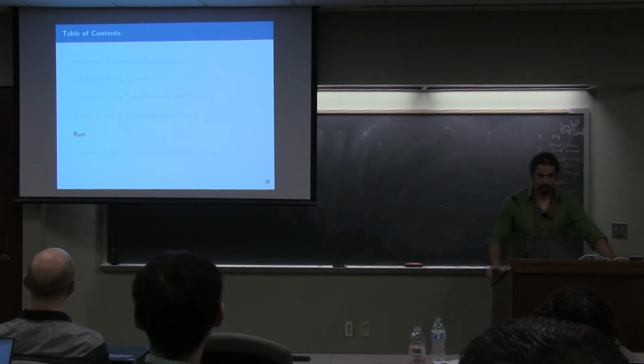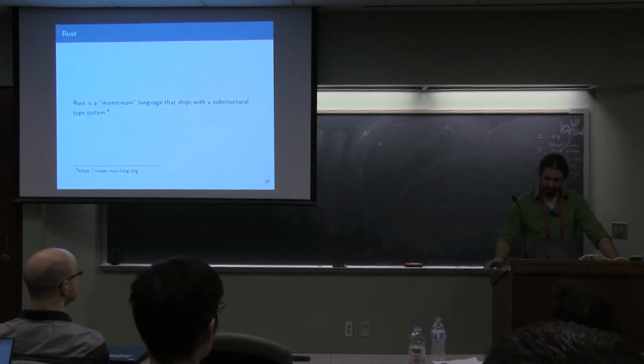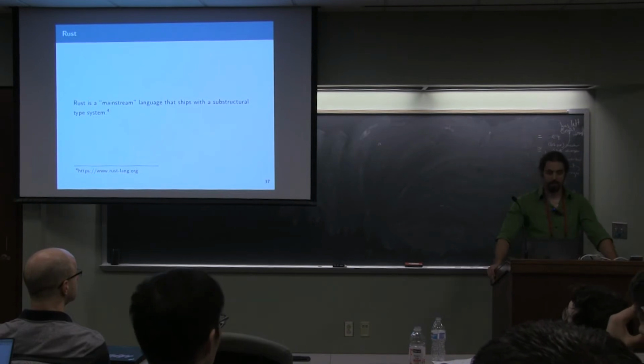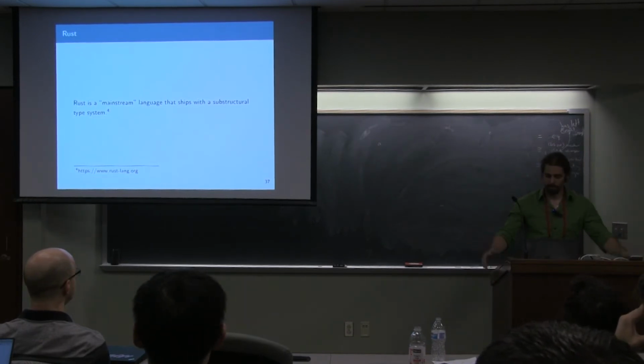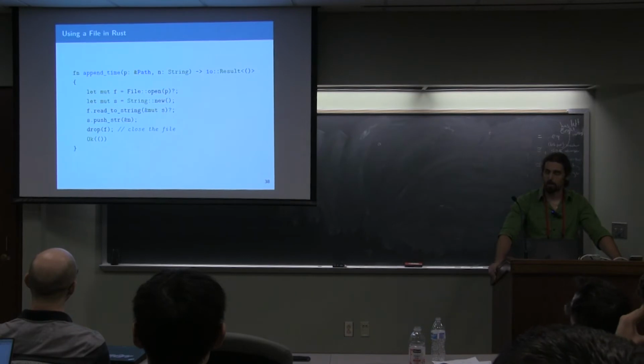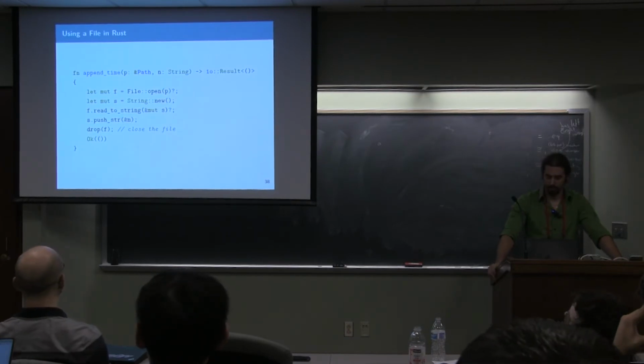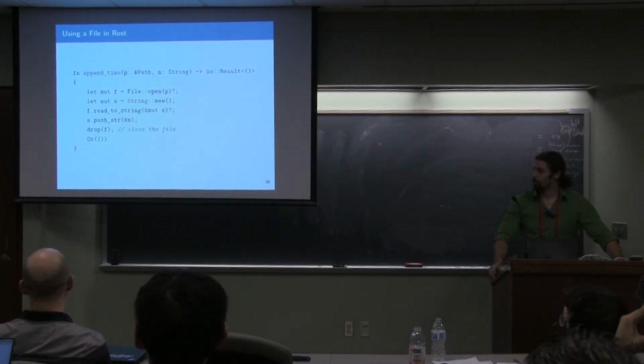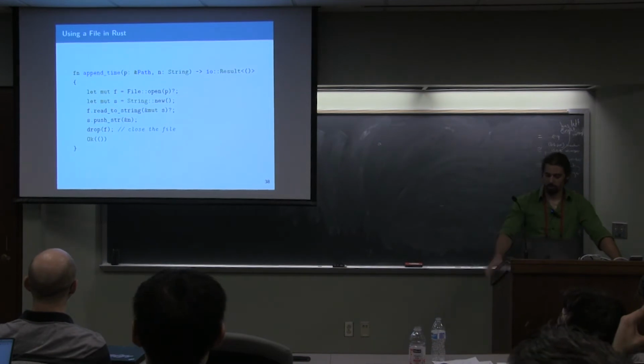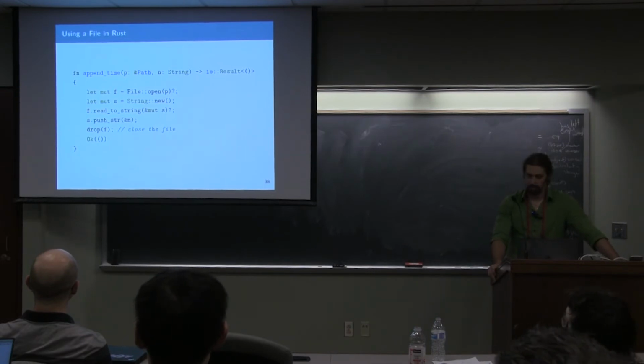Alrighty, so we're going to move on to Rust now. One of the interesting things about Rust, and obviously relevant to this talk, is that it's a mainstream language, so to speak, that ships with a substructural type system baked into the language. So let's move into a code example straight away. If you're not familiar with Rust syntax, don't worry about that too much. It's not really what we're emphasizing here, but this is a using-a-file example in Rust, similar to what Ryan showed in linear Haskell.